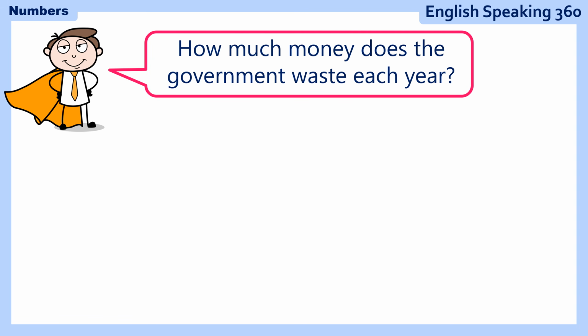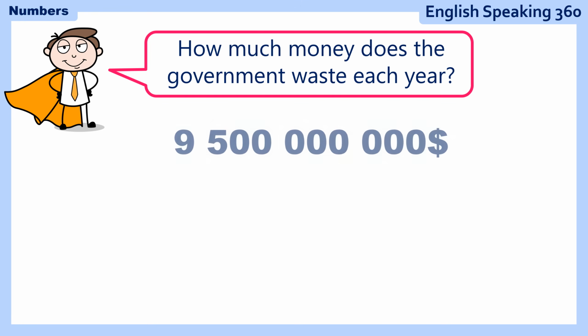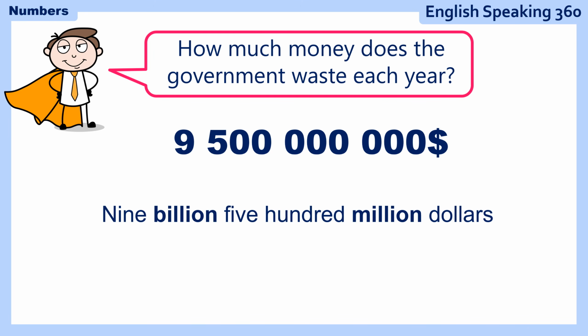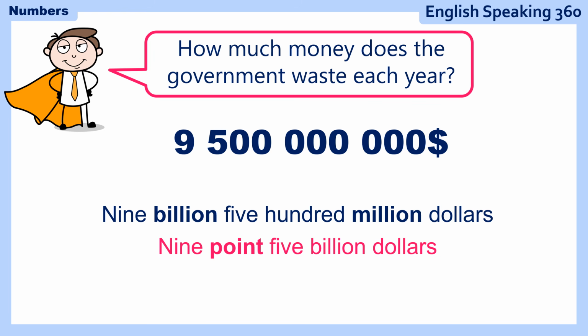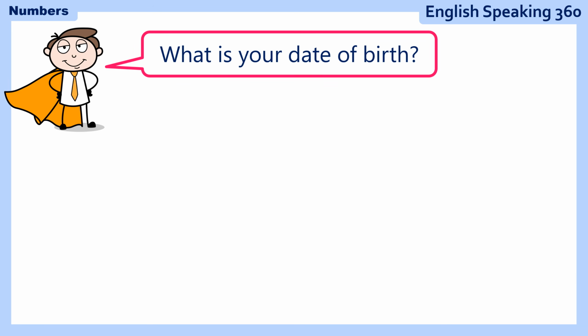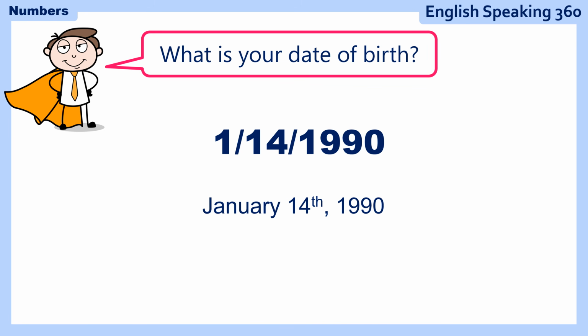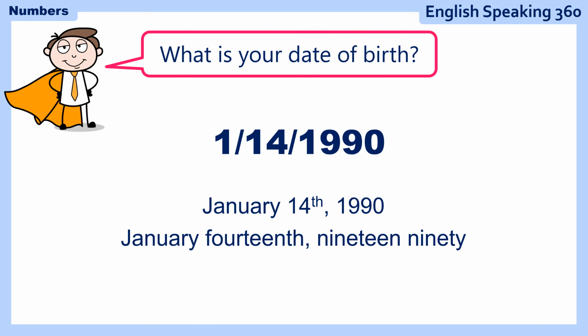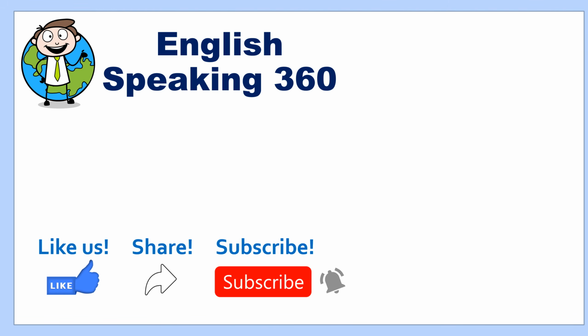How much money does the government waste each year? That's the number. How much is that? You can say $9,500,000,000, or what's another way to say it? Do you remember? You can say $9.5 billion. What is your date of birth? Ready? January 14th, 1990. Good job, guys!